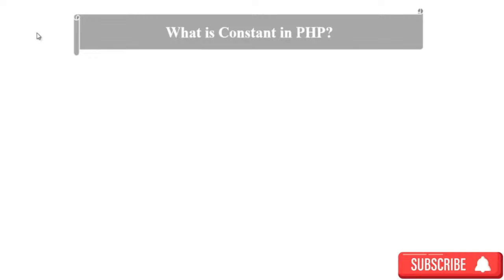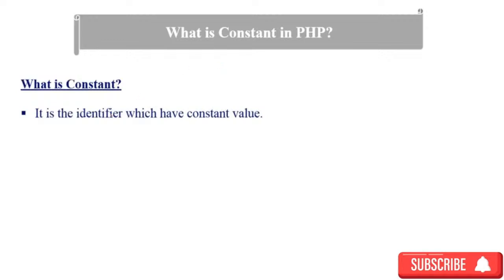Hi guys, in this class we will discuss about a constant in PHP. You know that in previous classes we have discussed about variable in PHP. So in this class, what is constant? How you can create a constant in PHP. So it is an identifier which has a constant value. Constant value means its value will be fixed.